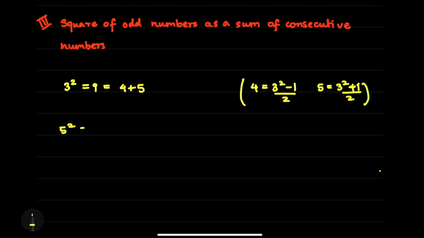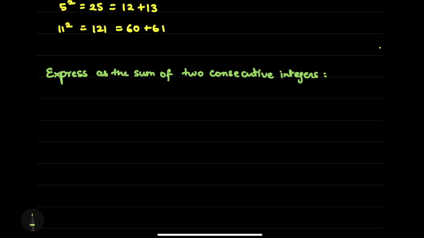Even for 5 square, we have 25, which can be expressed as 12 plus 13. And similarly, we can go for 11 square, which comes out to be 121, that is 60 plus 61. So that's a very interesting thing to note. A very simple question that can come in the exam based on this is: express this square as a sum of two consecutive integers. Let's take the example of say 29.